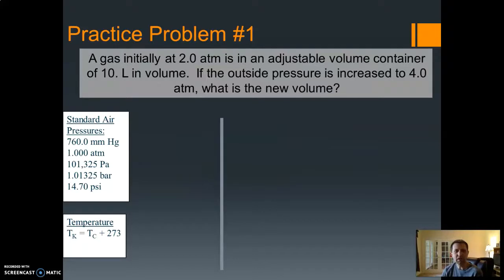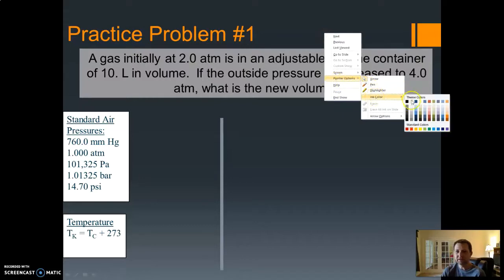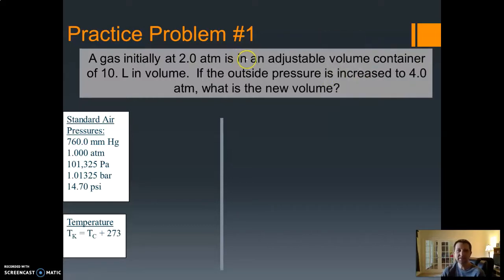So practice problem number one. Half of this is just literally a reading comprehension piece. Okay, so can you read a word problem and figure out what's what? What are my initial conditions? What are my final conditions? That's what we need to focus on here.